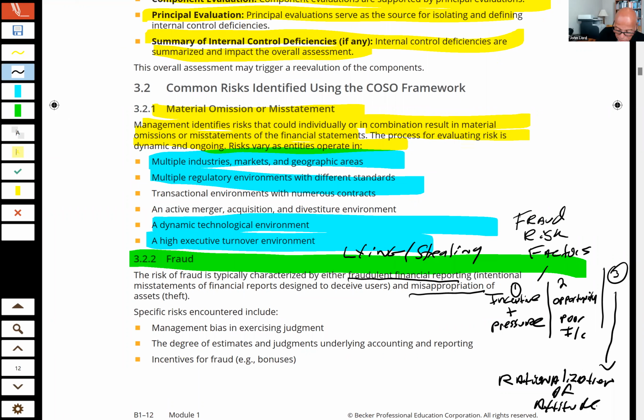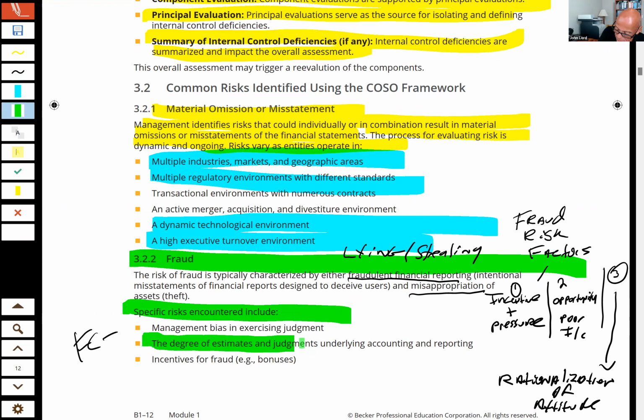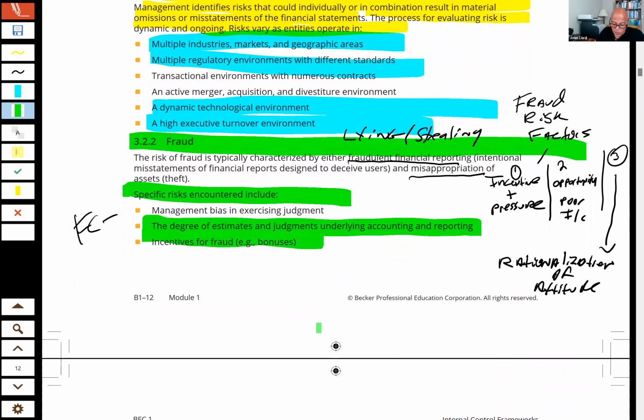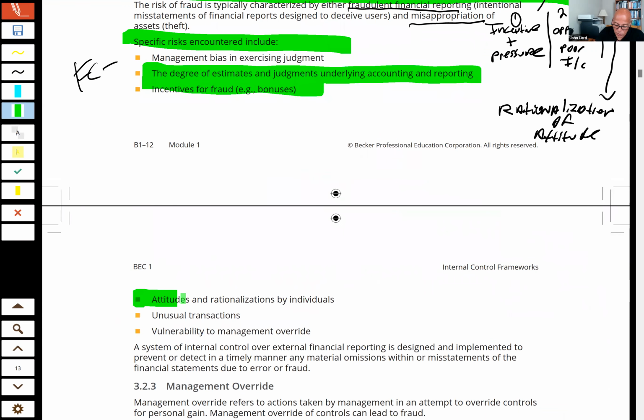So when you look at this more detailed list here, management bias in exercising judgment would probably be a rationalization for overriding the controls. The degree of estimates and judgments underlying the accounting and reporting would probably be a rationalization, or it could be covering themselves with some sort of incentive or pressure. Okay, incentive for fraud is obviously incentive. They list out bonus, attitude, and rationalization.